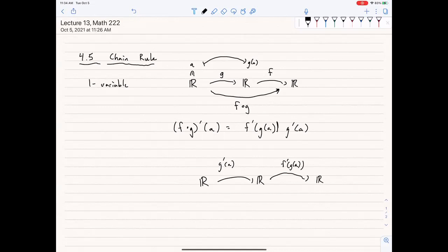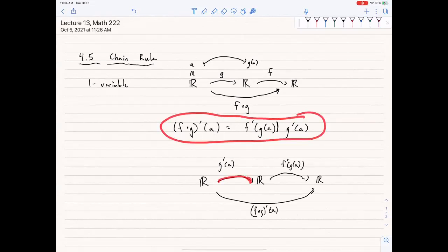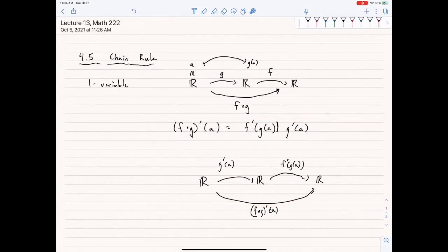Or I can just take the derivative of the composition, F composed with G, at A. The idea is that this equation says that if you go through these steps, it's the same as going through this step once you take the derivative. That's the one variable chain rule. It's a recasting of this equation in terms of compositions of functions and their derivatives.